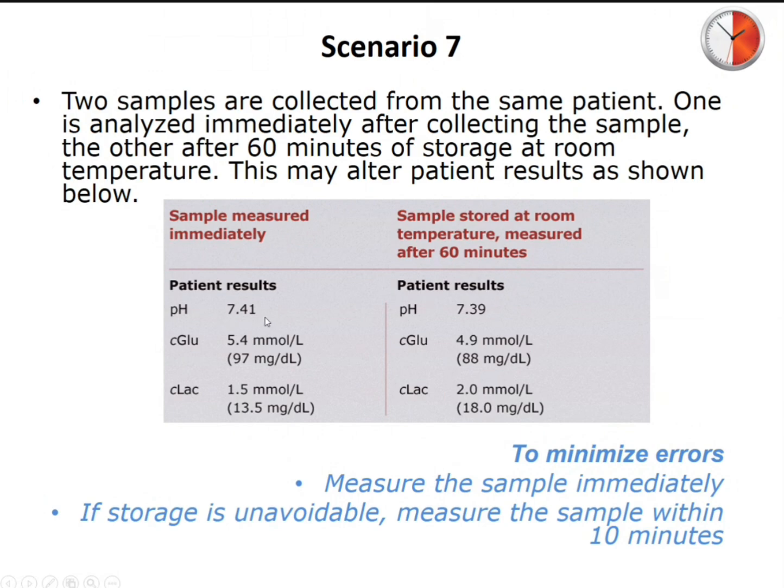The pH is 7.4. Lactate and glucose values, the plasma glucose is 97, whereas in the other one it is different. This may be due to the difference in temperature and storage, where there is consumption. The glucose is consumed by the cells that are present in the plasma.